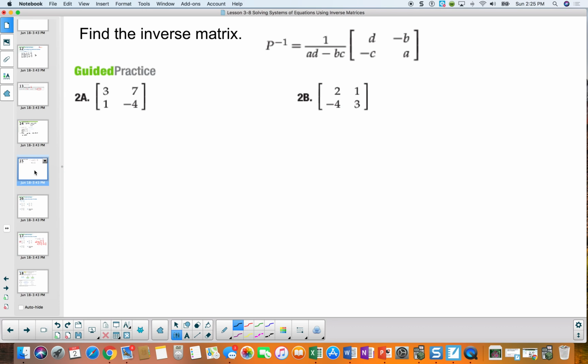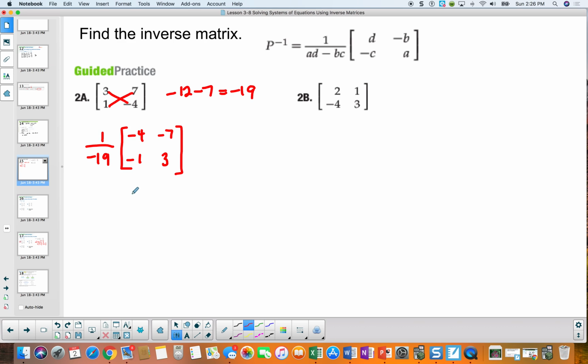Okay, let's go ahead and find the inverse matrix. All right, so step 1 is to first figure out this scalar part. So I'm going to multiply these two, negative 12, minus, I'm going to multiply these two, and that's 7. So that answer is negative 19. So my scalar will be 1 over negative 19, and then the new matrix will be, remember, these two trade places, negative 4, 3, and then these change their sign, negative 1, negative 7.